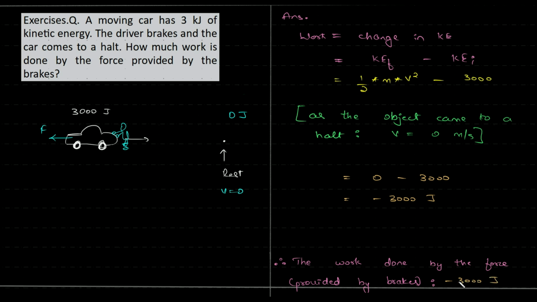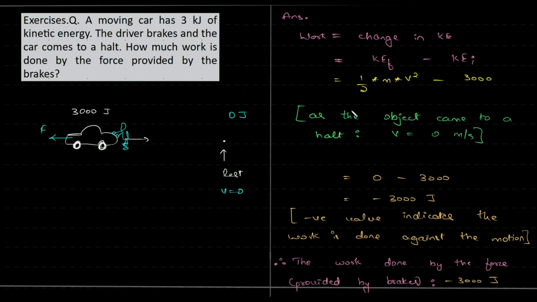Okay, so negative here indicates that the work is done against the motion. So you can write that the negative value indicates the work is done against the motion. This we know, right? We learned about work being positive, negative, or 0. So this would be your answer, right guys?